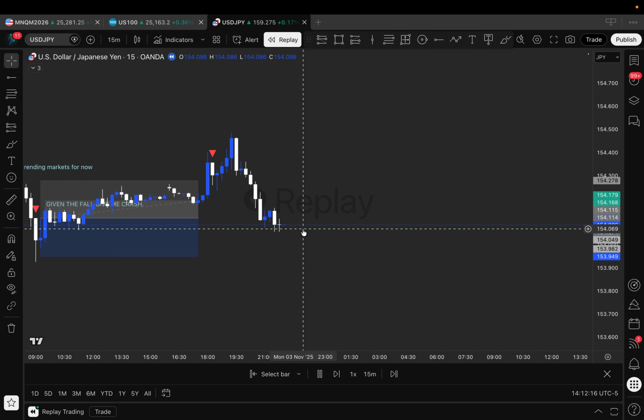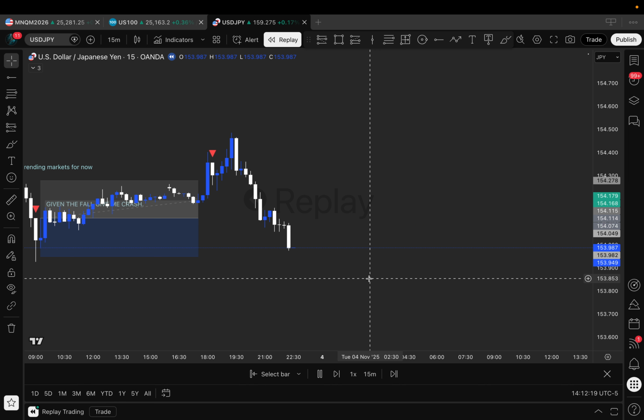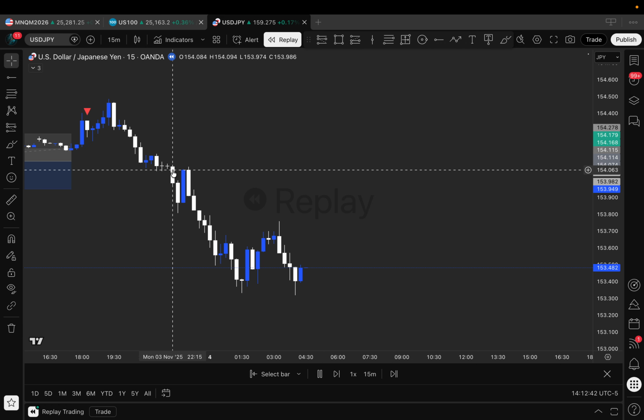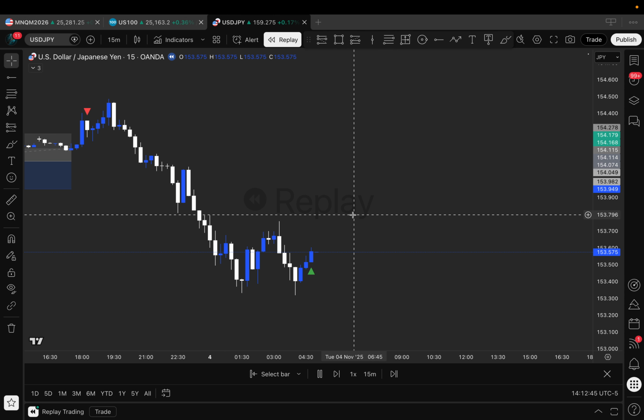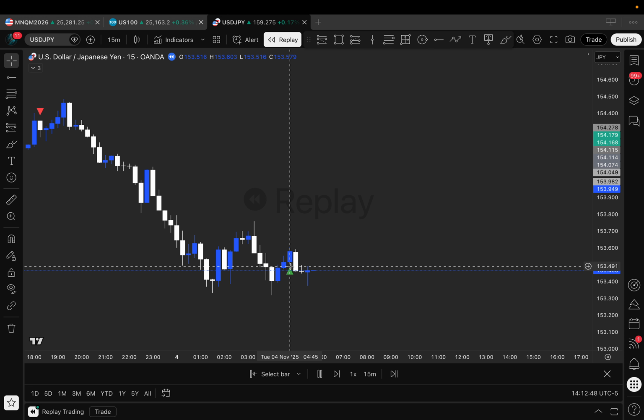This is early Tokyo session, where we will be sleeping. And okay, let's go. No big candle for now. This is late London session. This was the London session. This was Tokyo. This was London. We don't take a trade here, or we can, I don't know.